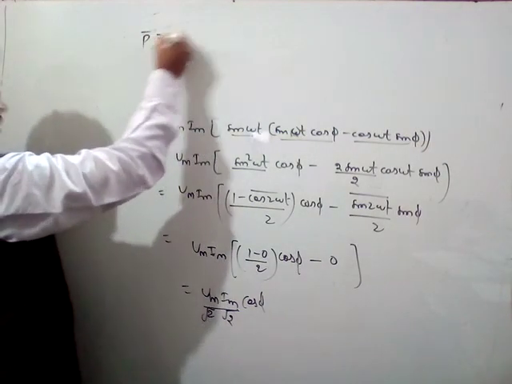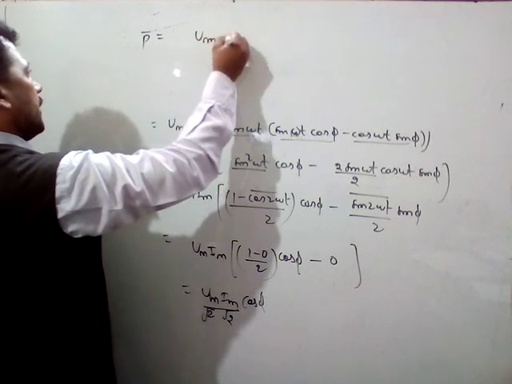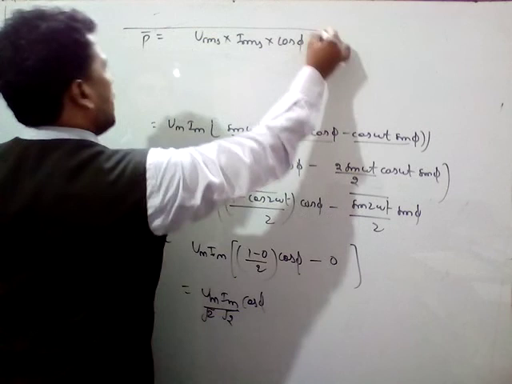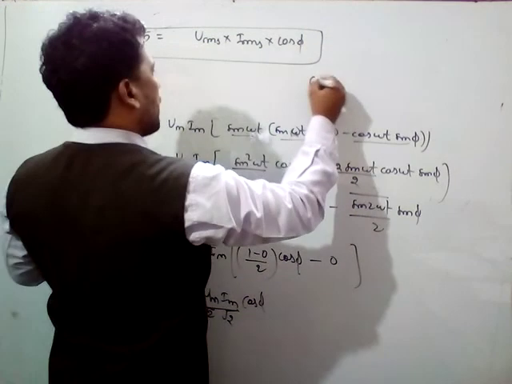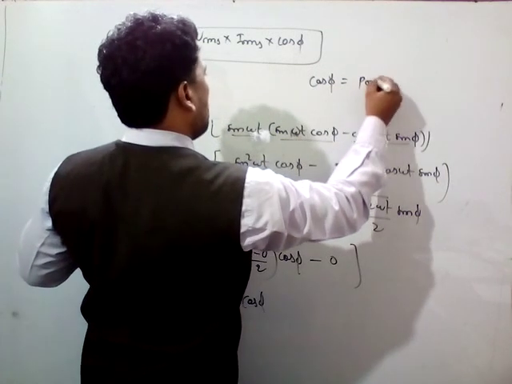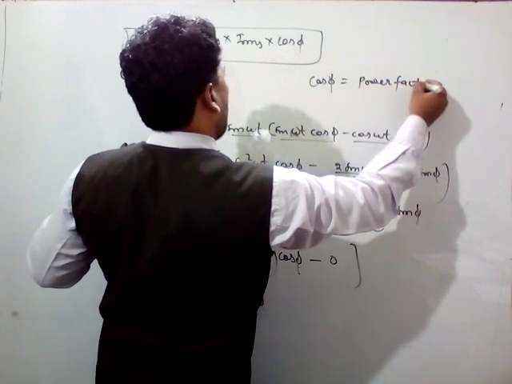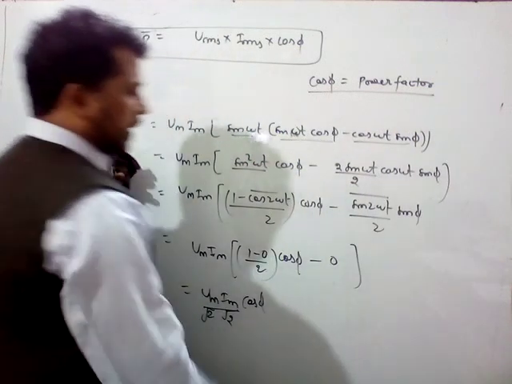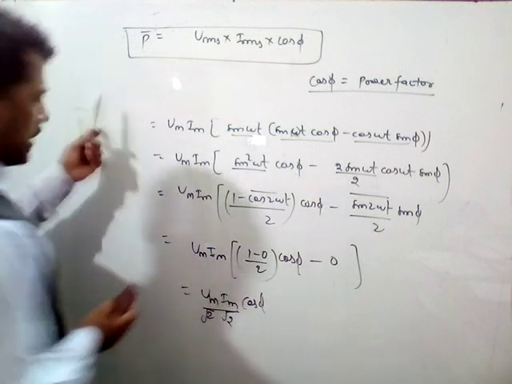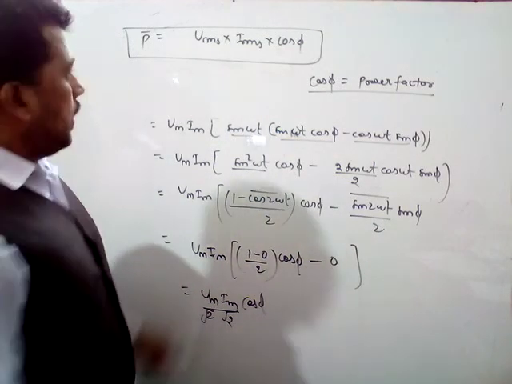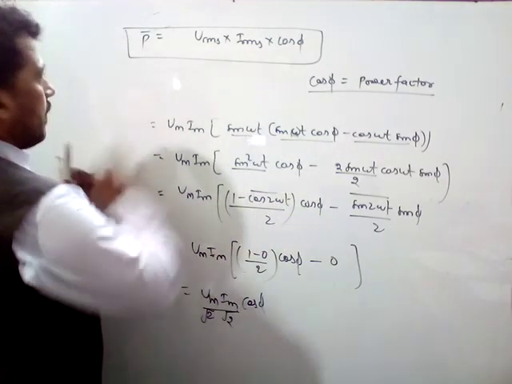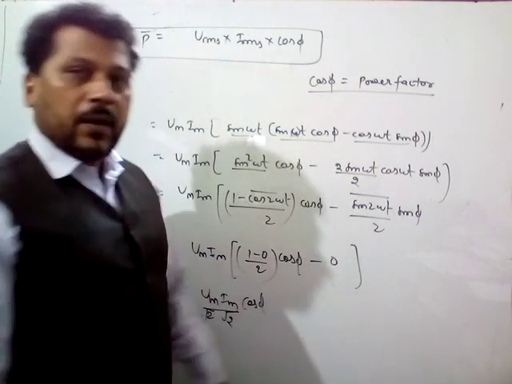Okay, so this is the average power, and it is also written as P bar is equal to Vrms into Irms into cos phi. Okay, this is the average power and cos phi is equal to the power factor, and we will discuss the power factor further in the RL circuit and RC circuit cases. So this is the power in the L circuit. Okay, so this is the average power and cos phi is the power factor.